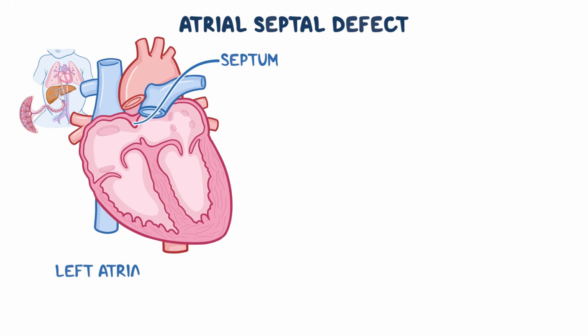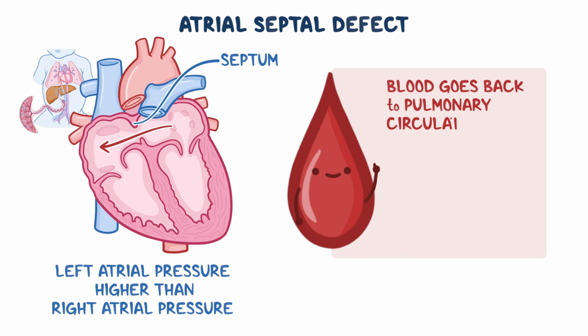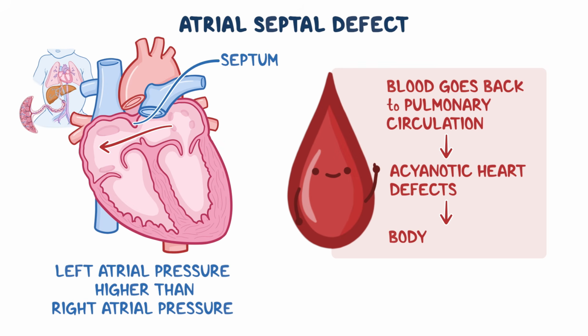And since the left atrial pressure is higher than the right, the oxygenated blood flows from the left atrium into the right atrium. As a result, the blood goes back to the pulmonary circulation, essentially taking an extra trip to the lungs. This is why atrial septal defects are classified as acyanotic heart defects, meaning the body still gets plenty of oxygen, and there's no cyanosis.